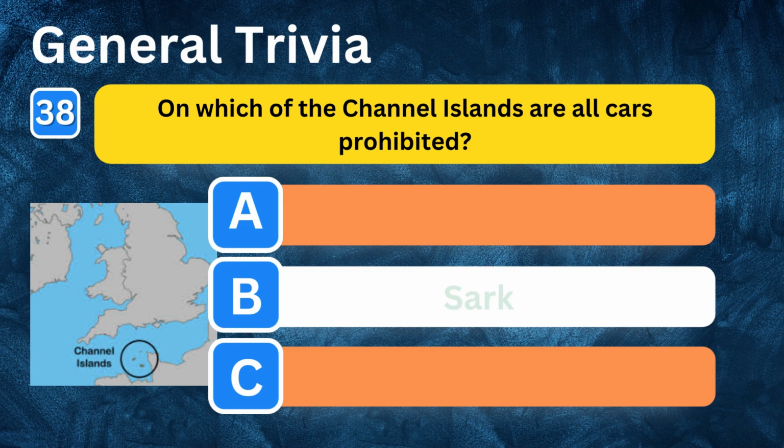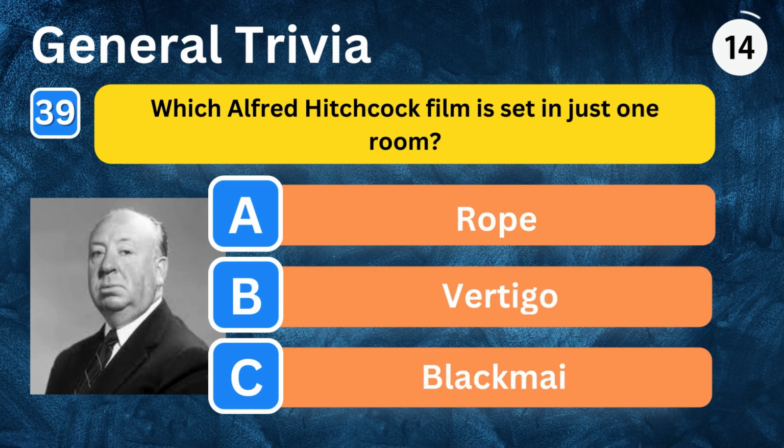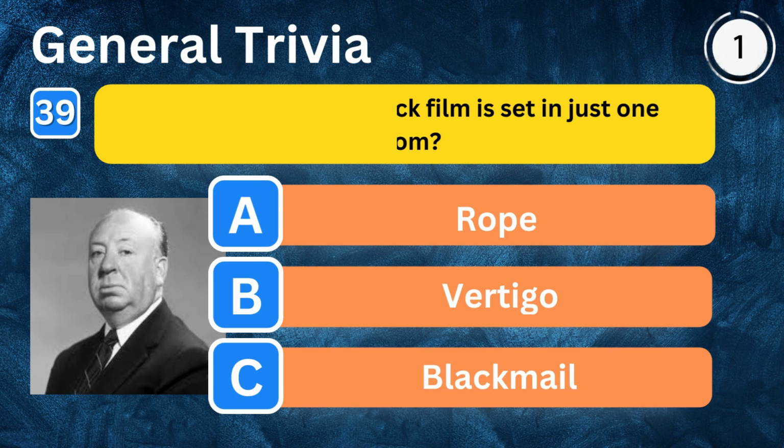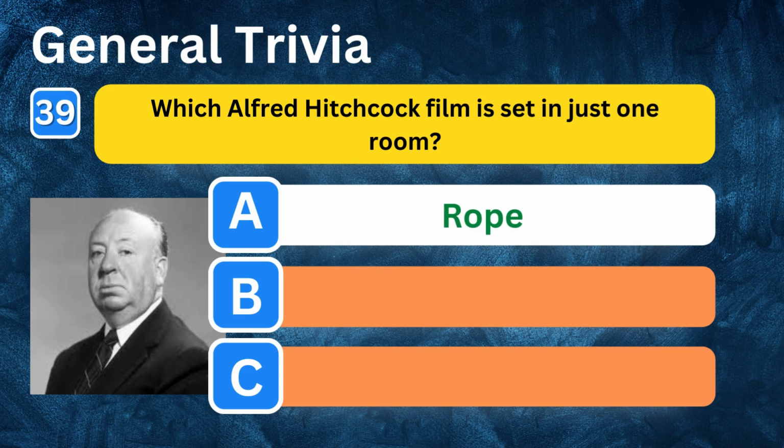Question number 39. Which Alfred Hitchcock film is set in just one room? Was it Rope, Vertigo, or Blackmail? And the answer is Rope.